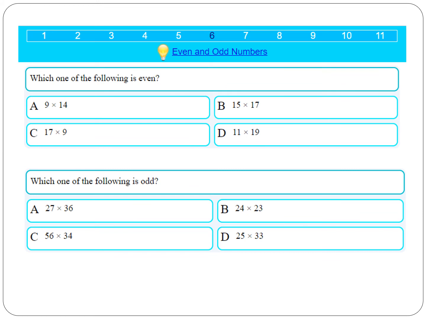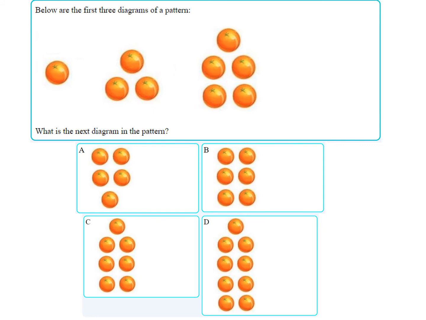Question number 7. Which one of the following is odd? A. 27 times 36, B. 24 times 23, C. 56 times 34, or D. 25 times 33. Question number 8. Below are the first 3 diagrams of a pattern. What is the next diagram in a pattern? Is it A, B, C, or D?